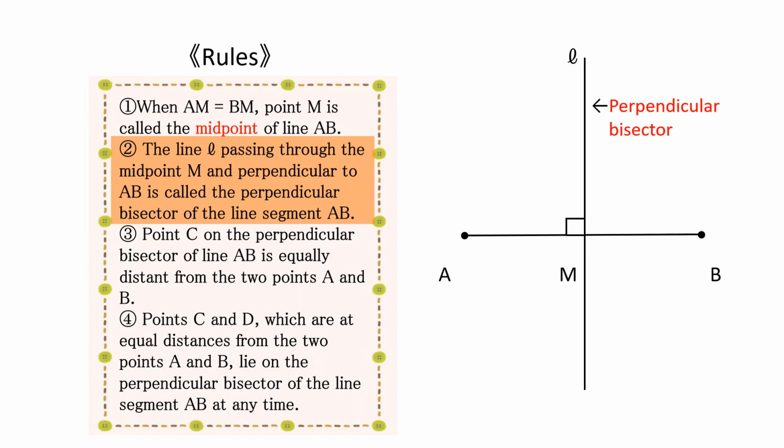As we learned previously, a line is said to be perpendicular if the angle formed by the two lines is a right angle.